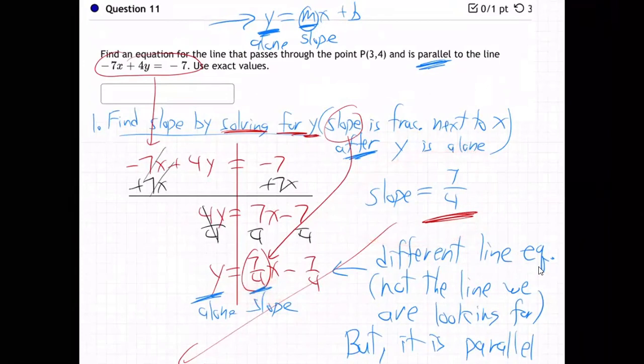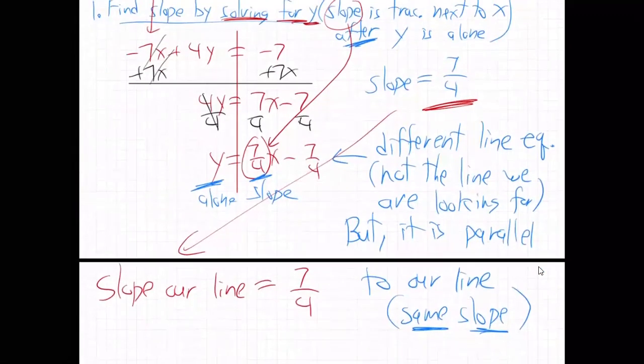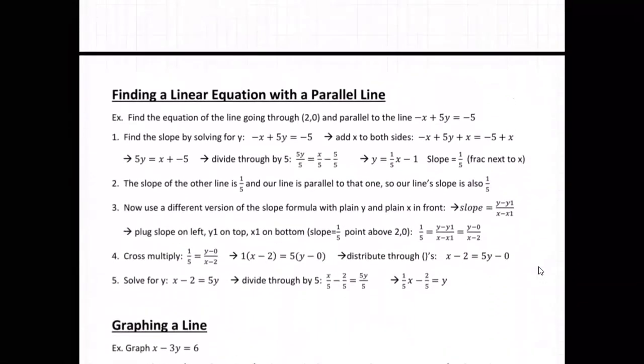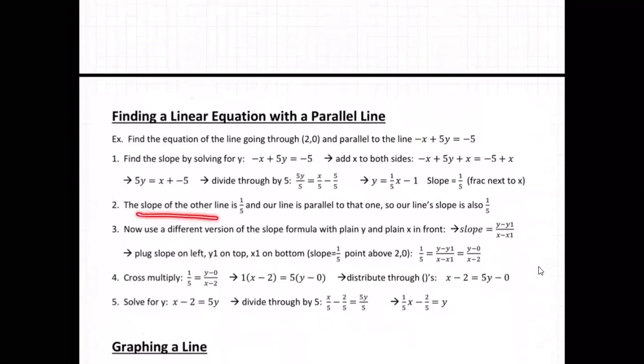Parallel, you know what parallel means, right? Same direction, same slope, same steepness. Two parallel lines are going to have the same slope, same steepness, aren't they? So therefore, our line has got the same slope as that line. Okay, that's step number 1. So we did that. Step 2. What do we got next? Step 2. The slope of the other line, our line is parallel. Yeah, okay, that is step 2.